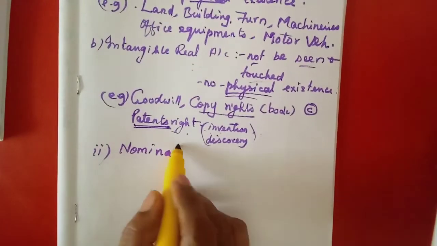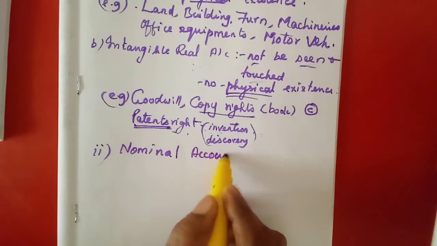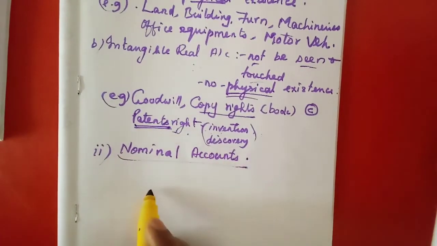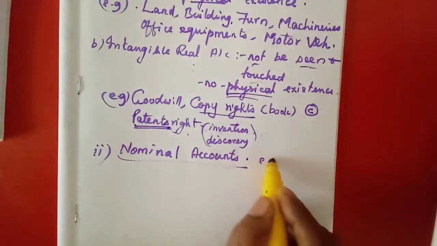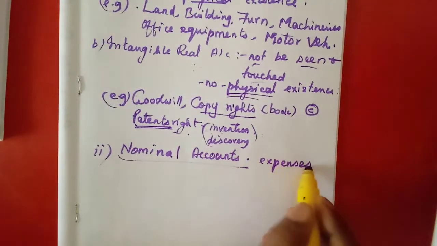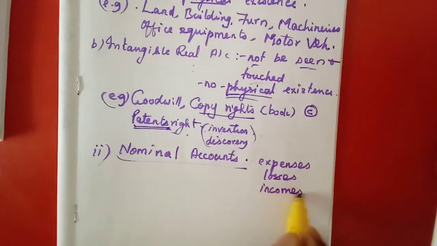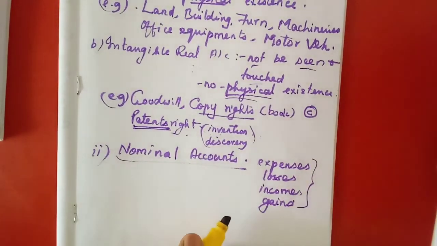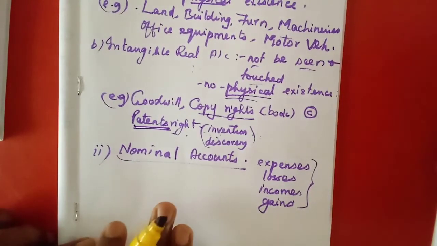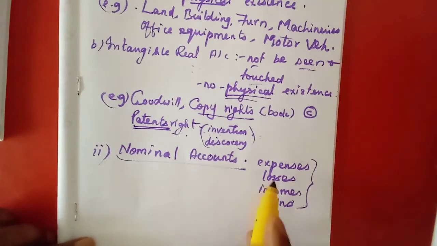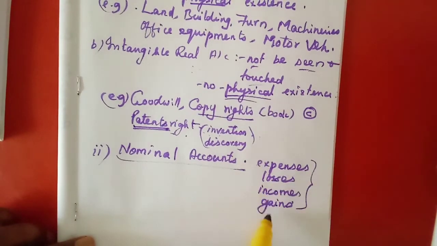Nominal accounts. All these are nominal accounts, just related to expenses, losses, income, gains. Only those that occur in the business will come under nominal accounts. All the accounts related to expenses, losses, incomes and gains are called nominal accounts.